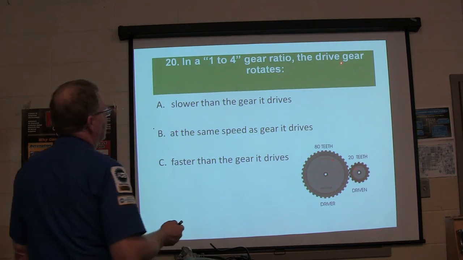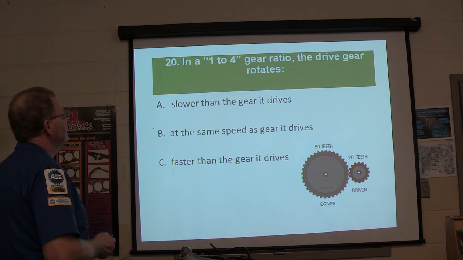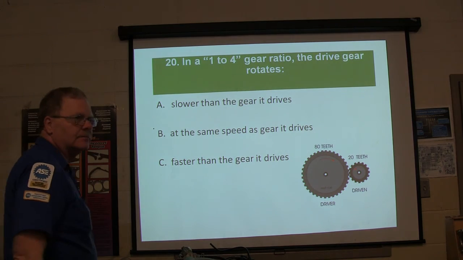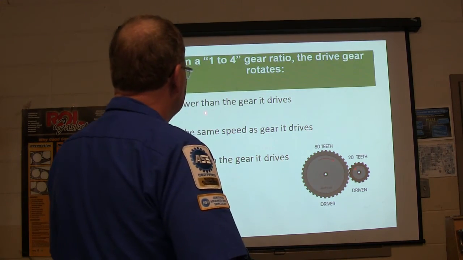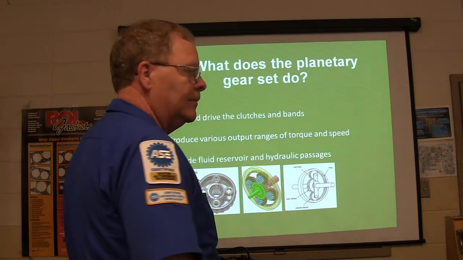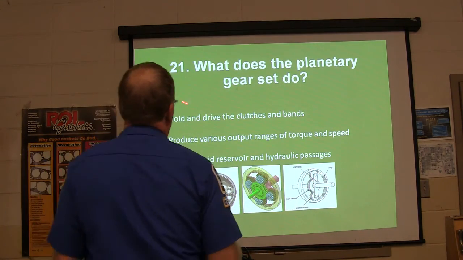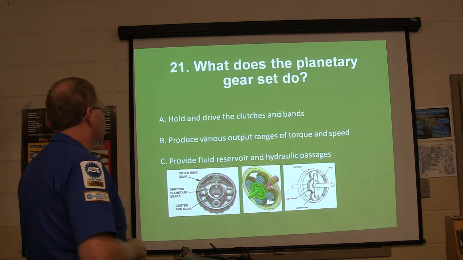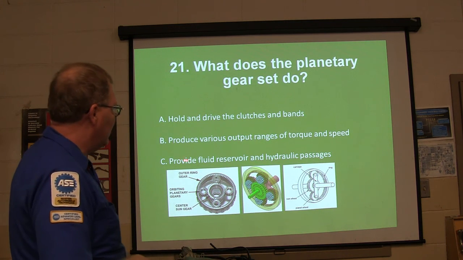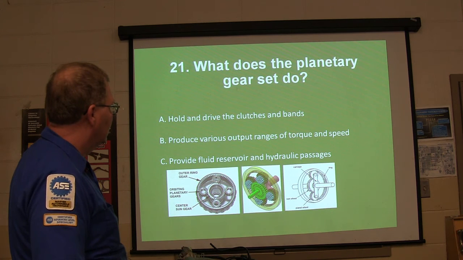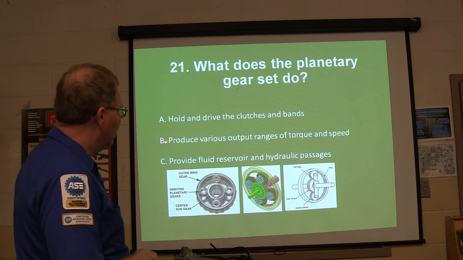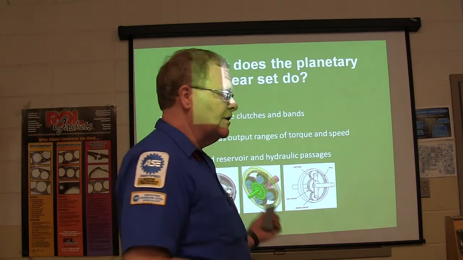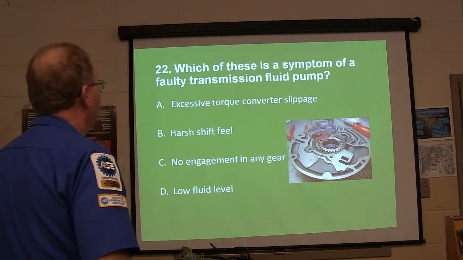In a 1 to 4 gear ratio, the drive gear rotates what? Slower than the gear it drives, same speed, or faster? Slower than the gear it drives. All right. What does the planetary gear set do? Well, you know it ain't this one. It produces various output, and you know it ain't that one. It's gotta be B. Produces various output ranges of torque and speed. Eliminate the ones you know it's not, right?